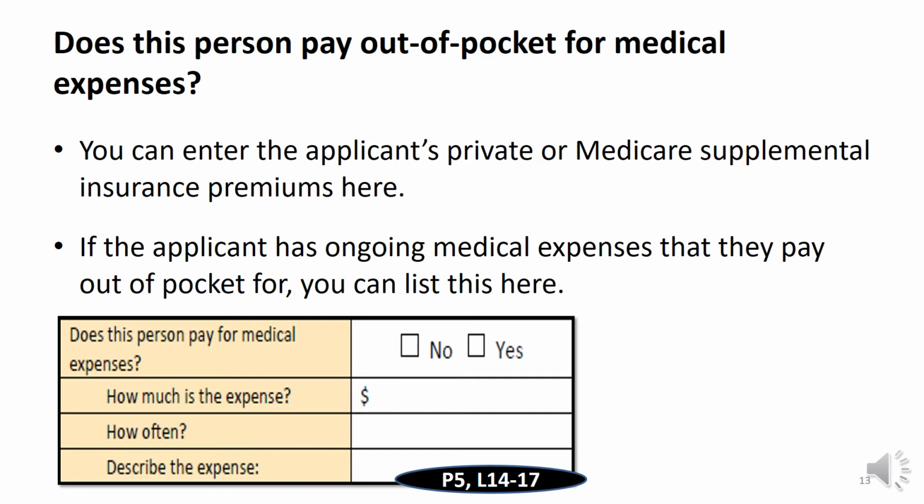So examples of allowable expenses that could reduce the client obligation or spend down are health insurance premiums, including Medicare premiums, or other medically necessary expenses that they've paid out of pocket that Medicaid and Medicare and other health insurance does not cover. Again, this is going to be for the members' medical expenses only.